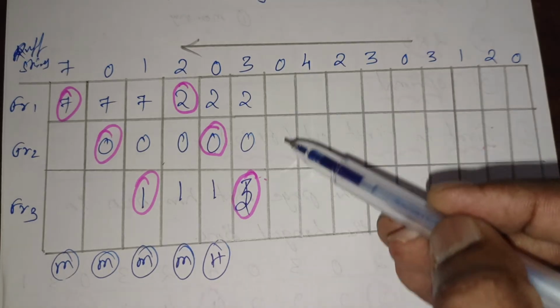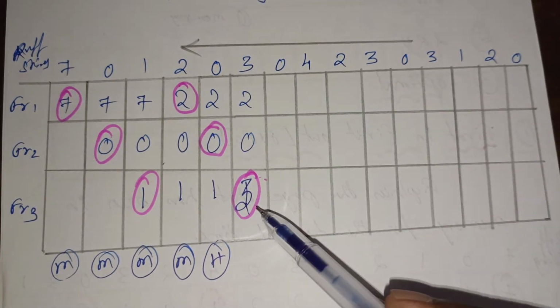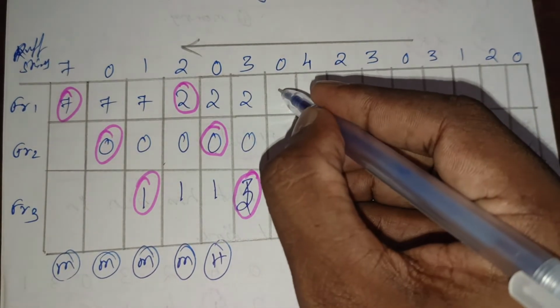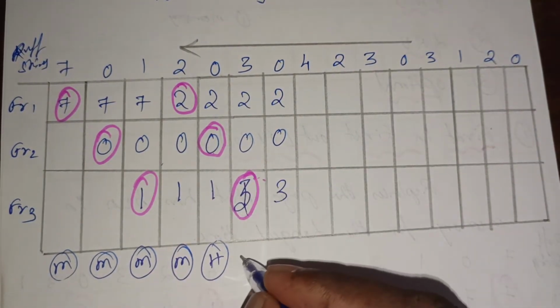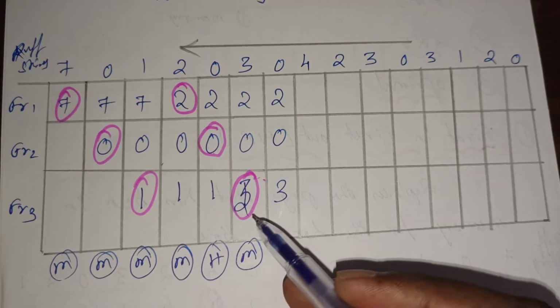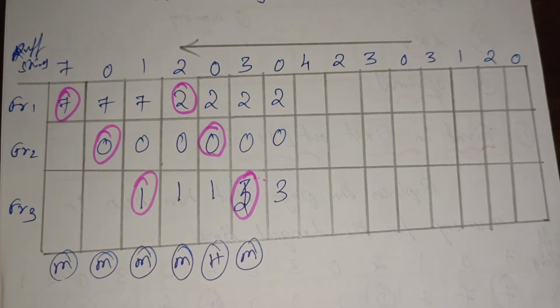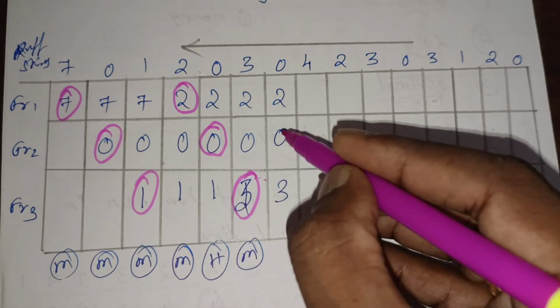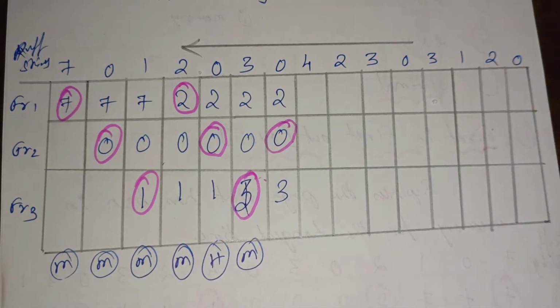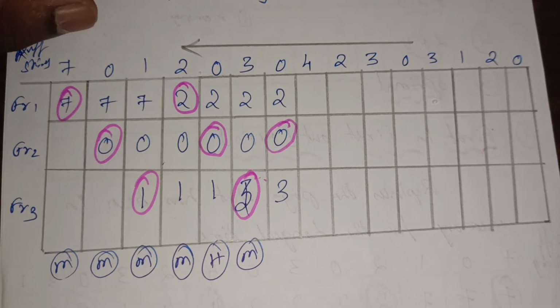Now 0 is requested, 0 is already in this frame, so 0 is a hit. So 2, 0, 3. Here 3 was requested, and this is also a miss, I forgot to mention. Now here you can check it. 0 is requested recently and it is there already, it is used recently. So I am going to mark 0 again. I hope you understand the way it has been circled, right?